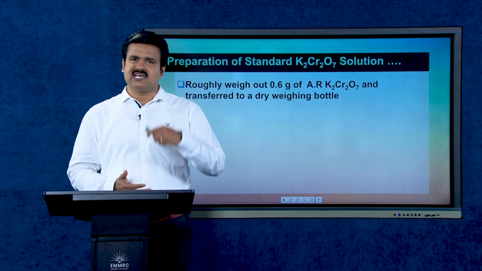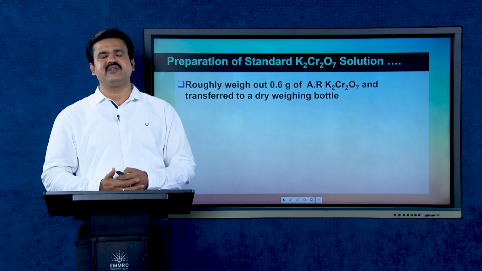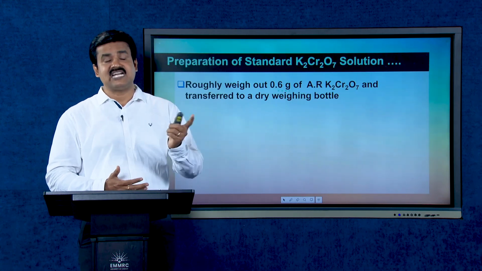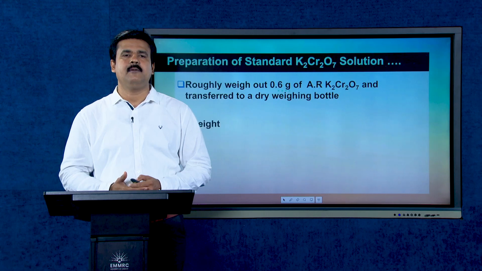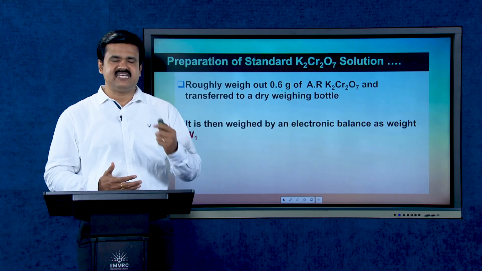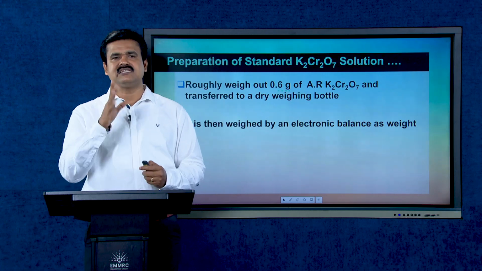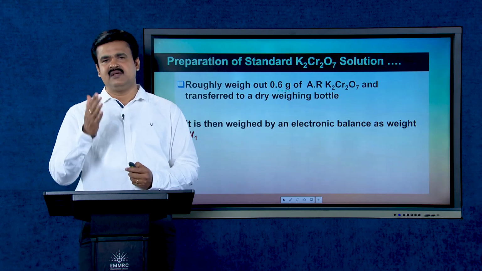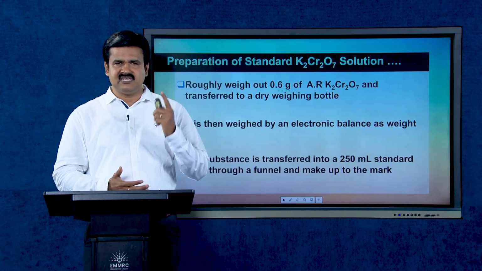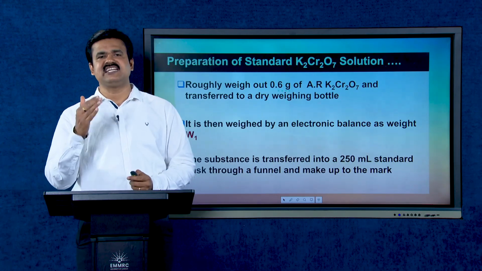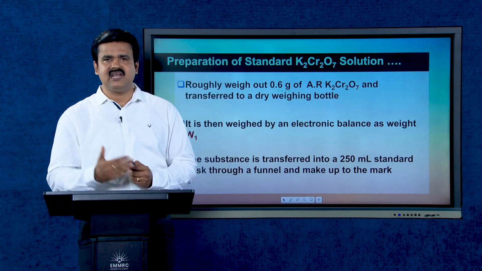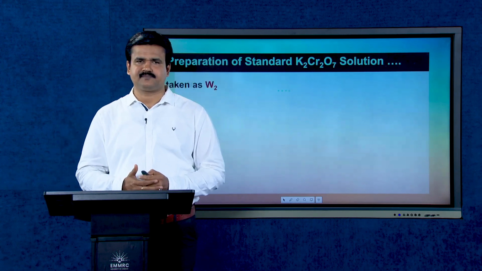Now, roughly weigh out about 0.6 gram of AR potassium dichromate and transfer it into a dry weighing bottle. It is then weighed by an electronic balance and the weight is recorded as W1. Note that W1 is the weight of the sample of potassium dichromate plus weighing bottle. The potassium dichromate present in the weighing bottle is now transferred to a 250 ml standard flask through a funnel and made up to the mark.